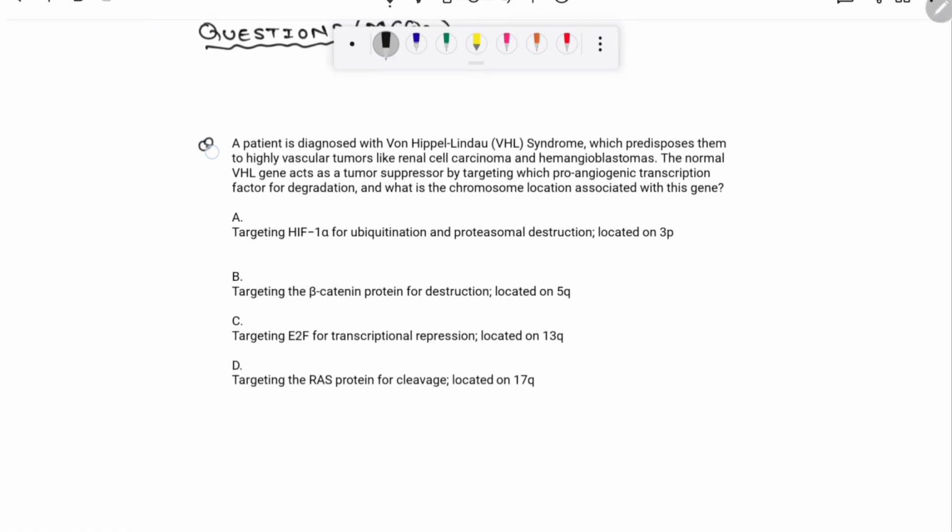Now we can move to the clinical questions. So let's start with the first question. A patient is diagnosed with von Hippel-Lindau syndrome, which predisposes them to highly vascular tumors like renal cell carcinoma. And what they are asking us is, what is the chromosome location associated with this gene? So VHL gene is associated, and we know that it is 3p. So directly the answer is option A, and this is how you solve the question using the mnemonic.